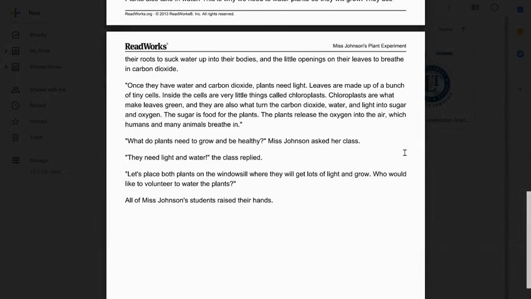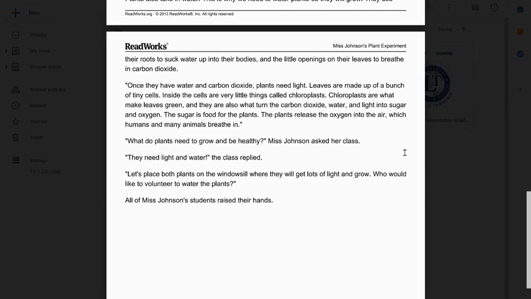They use their roots to suck up water into their bodies and the little openings on their leaves to breathe in carbon dioxide. Once they have water and carbon dioxide, plants need light. Leaves are made up of a bunch of tiny cells. Inside the cells are very little things called chloroplasts. Chloroplasts are what make leaves green, and they are also what turn the carbon dioxide, water, and light into sugar and oxygen. The sugar is food for the plants. These plants release the oxygen into the air, which humans and many animals breathe in.